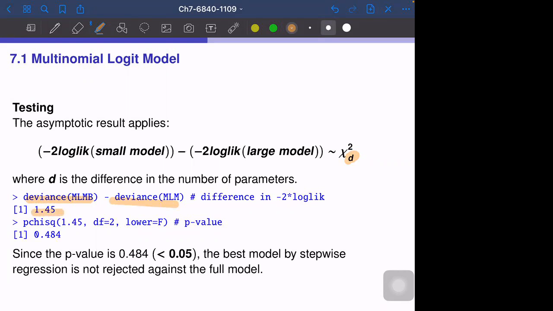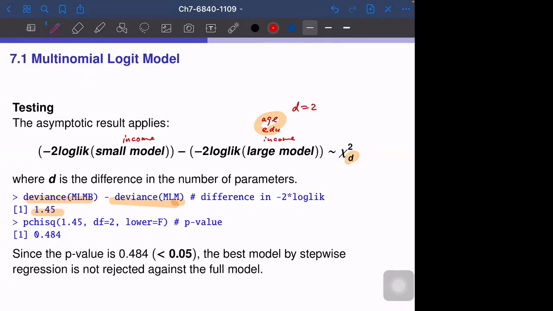And if you use the deviance function, we can extract that quantity that is 1.45. And we have 2 degrees of freedom. So we dropped 2 variables. In the small model, we only have income. And in the large model, we have age and educational level and income. So we have the 2 variables here. So d is equal to 2.